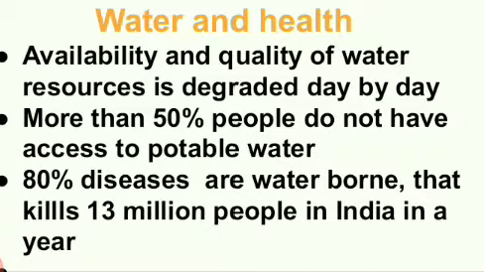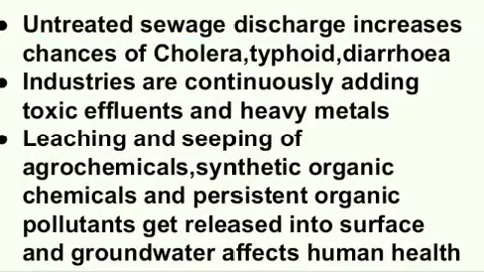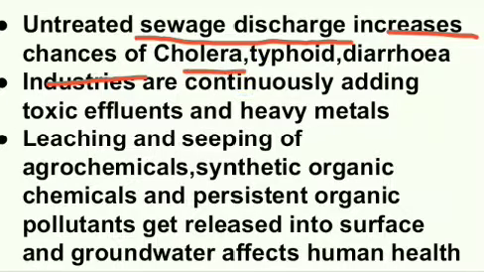Now, how is water pollution caused? Water pollution is caused due to discharge of domestic sewage in our water bodies. In our previous sessions, we have talked that Indian cities do not have facilities for domestic sewage treatment, due to which the total amount of domestic sewage is directly discharged in water bodies, and this discharge of untreated sewage, especially domestic sewage, increases chances of cholera, typhoid, diarrhea, etc.